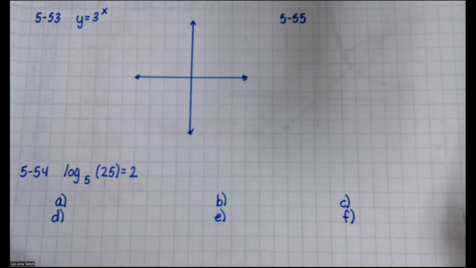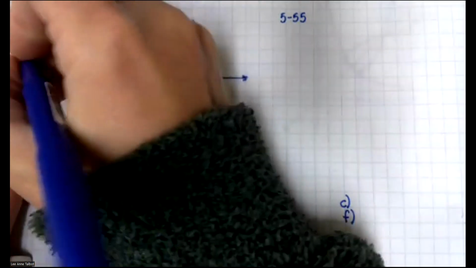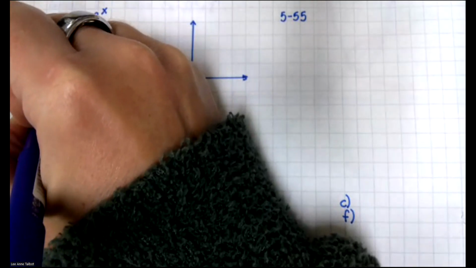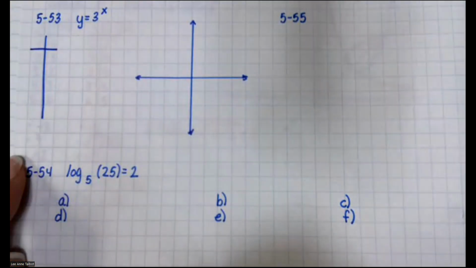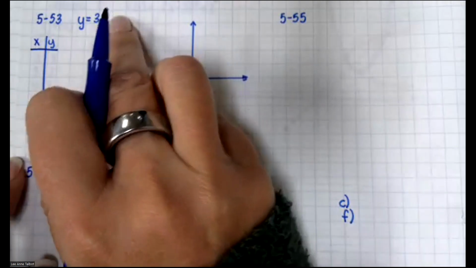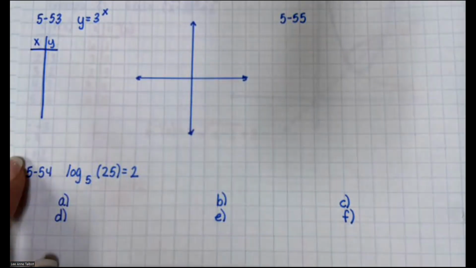Okay, so let's start with what we know to do. Taking a look at 53, let's just pretend that this is one of our inverse problems that we were doing the last few days, the last, what, 4 or 5 days in a row. And what is the locator point of this exponential?